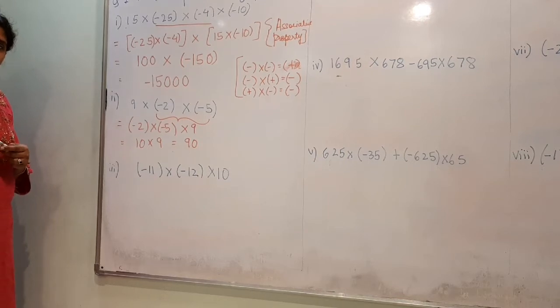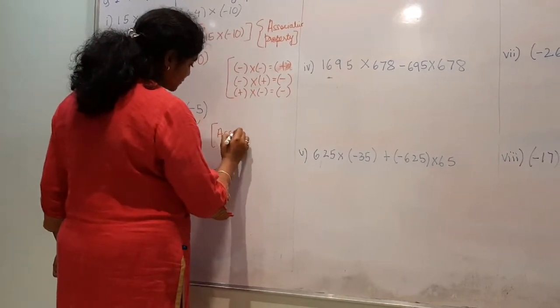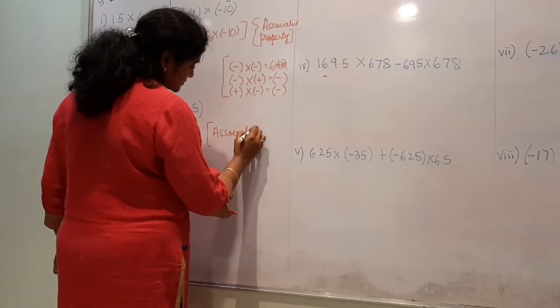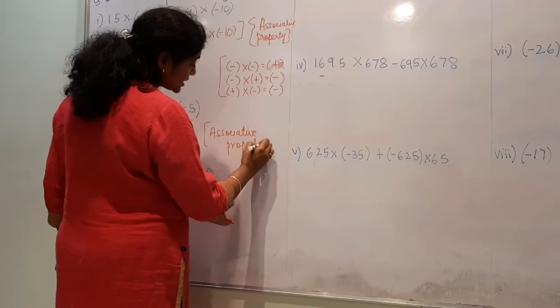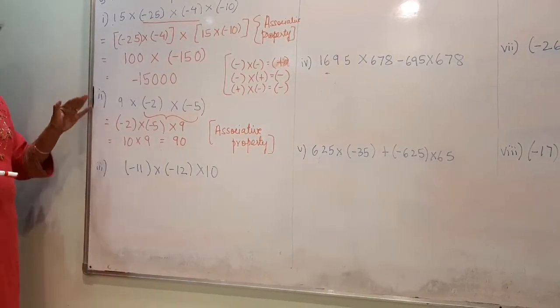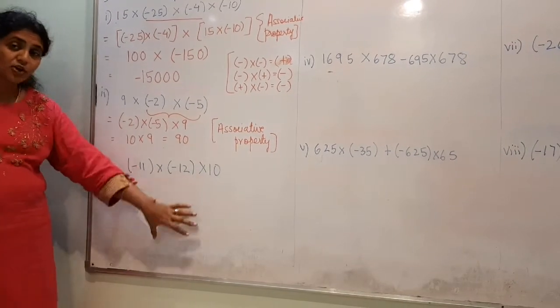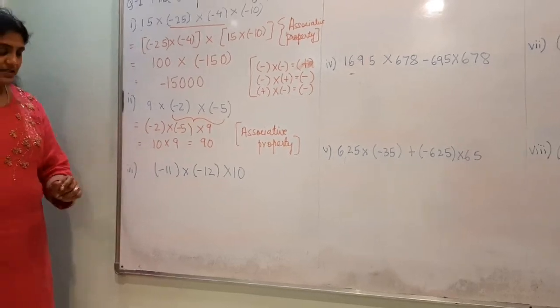Which property have you used? You have used again associative property, means rearranging the numbers so that your operations or your simplifications become easy.